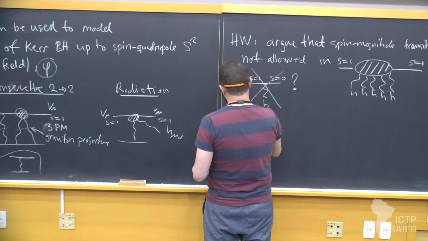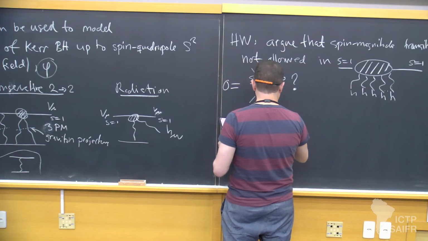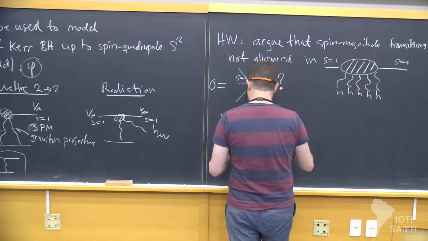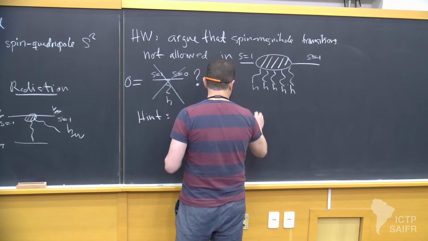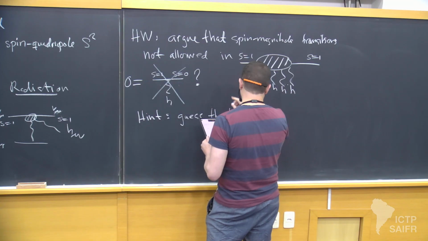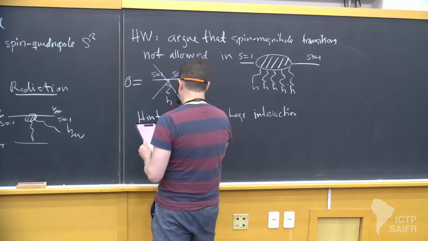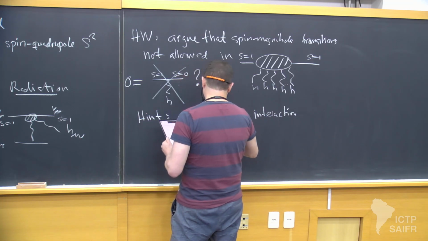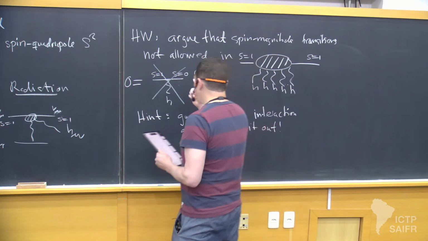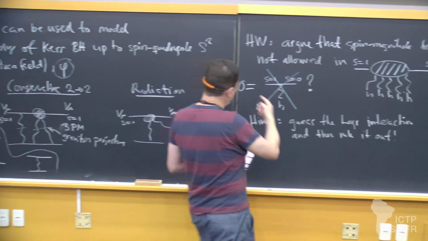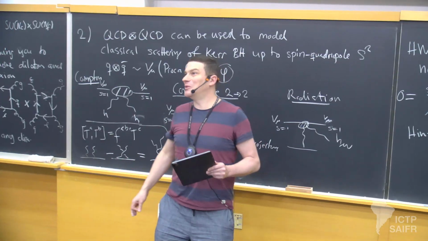And let me give you a hint. Guess the Lagrangian interaction, and then rule it out. What I mean by that is, instead of looking up what this interaction could be, just write down whatever you think it is, and then you say, no, not reasonable.